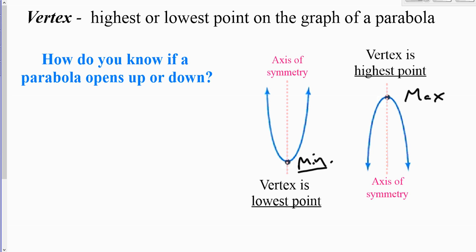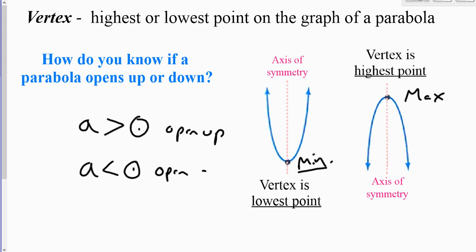Okay, you always know if the parabola opens up or down from your a value. If your a value is greater than 0, meaning it's positive, just any positive value, it's going to open up. If a is negative, it's going to open down. Okay.